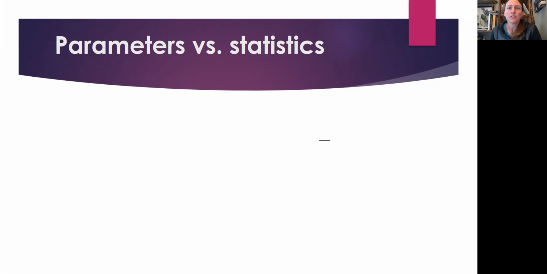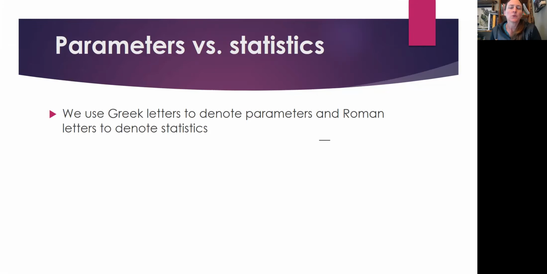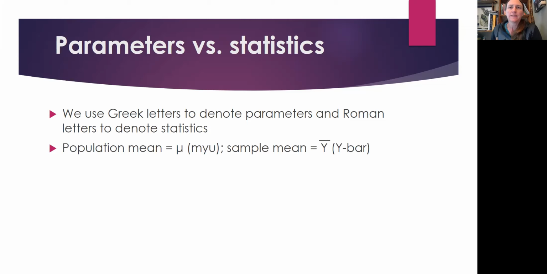Now, parameters versus statistics. We use Greek letters to denote parameters and Roman letters to denote statistics. And this is going to make a little bit more sense in a minute. But basically, you can think about a population being like every Douglas fir tree in the world, right? So the population you might be interested in is Douglas fir trees.